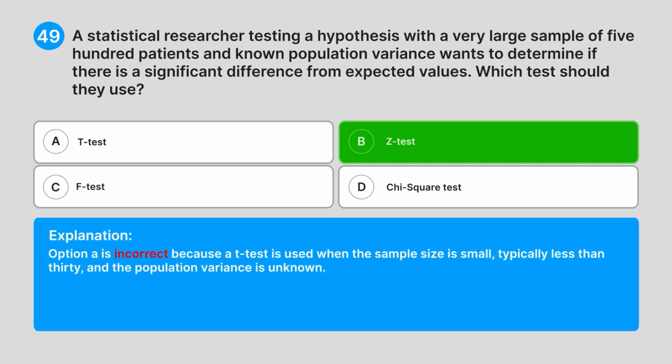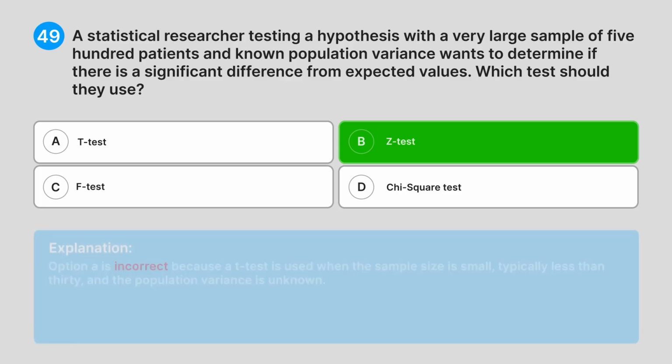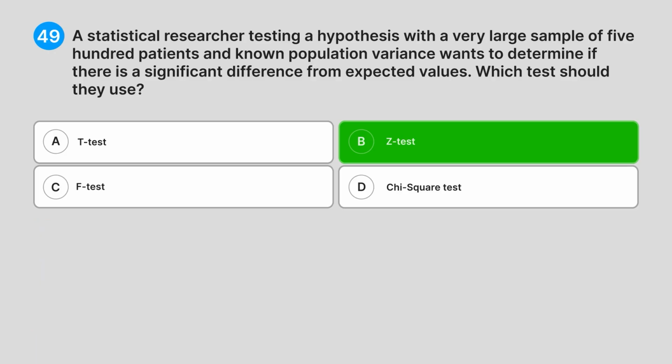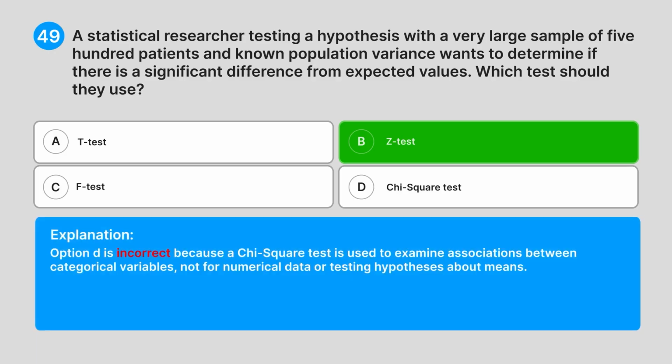Option A is incorrect because a t-test is used when the sample size is small, typically less than 30, and the population variance is unknown. Option C is incorrect because an F-test is used to compare the variances of two or more populations, not to test for a significant difference from expected values. Option D is incorrect because a chi-square test is used to examine associations between categorical variables, not for numerical data or testing hypotheses about means.